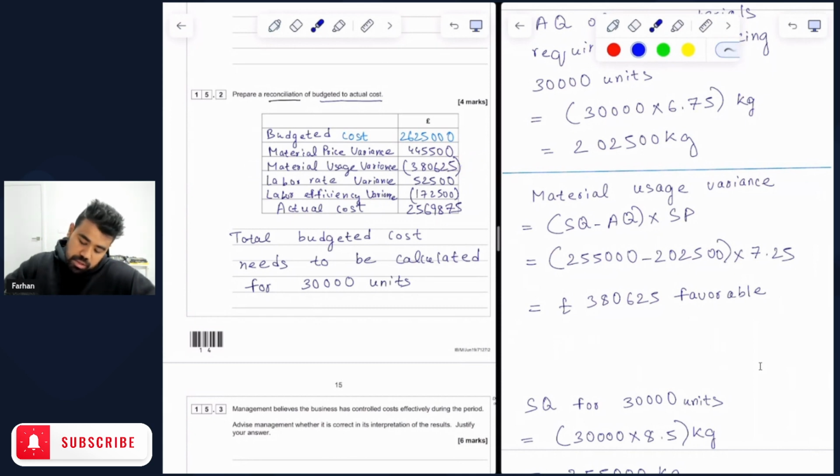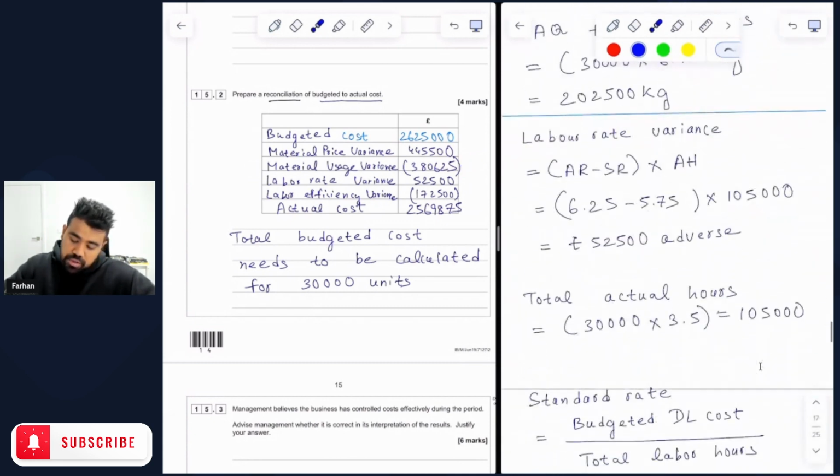What about the labor rate variance? The labor rate variance was 52,500 adverse, and that was because our actual rate was higher compared to the standard rate, which means the actual costs were higher. If the actual costs were higher, that should add up to the originally budgeted cost that we had set aside for 30,000 units. That is why we're adding the labor rate variance of 52,500 adverse.